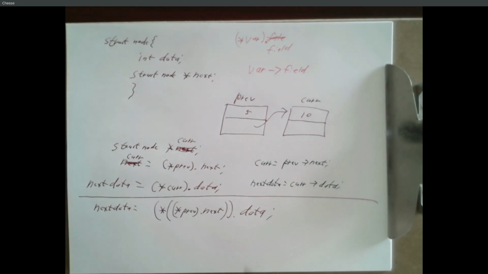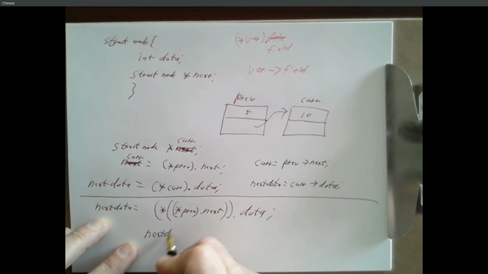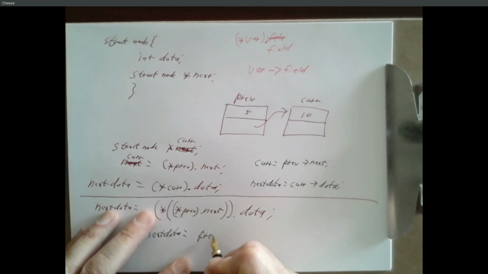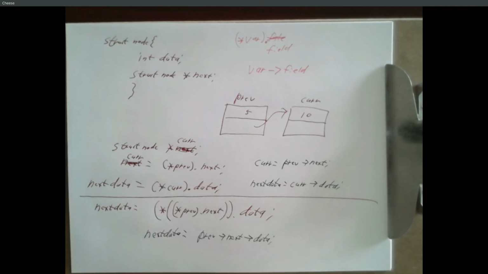And the main advantage of this is if we want to write something like this in a single statement, it would look like this: previous arrow next arrow data. So take previous, take what it points to, and take the data field of that. And we can start chaining these things together and doing all sorts of nested dereferencing, and it just sort of lays out in a nice linear fashion.